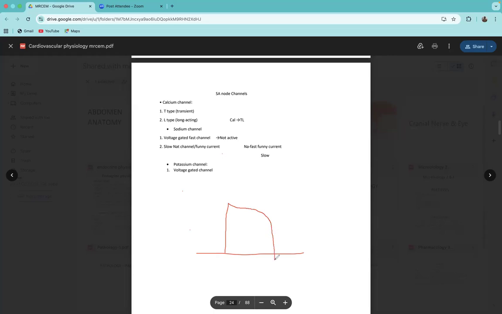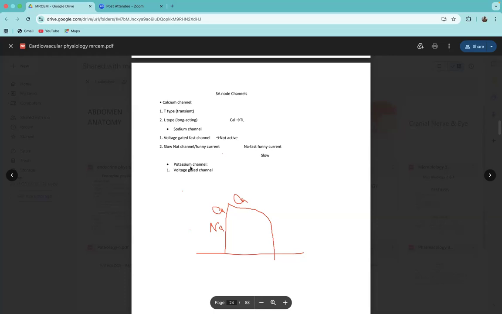Okay, so this part here is the sodium. But along with the sodium there will be some calcium here, and there will be some calcium here as well. If we are to see this, these are the channels. There are two types of channels: one is long acting, and the other is transient.